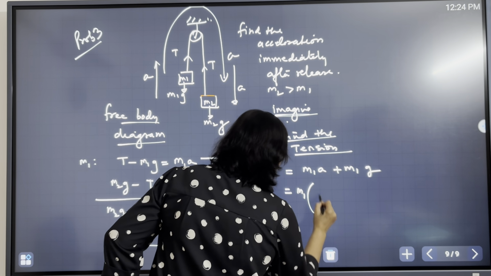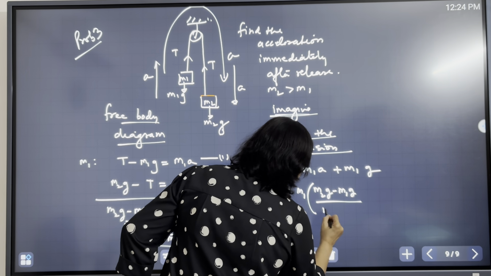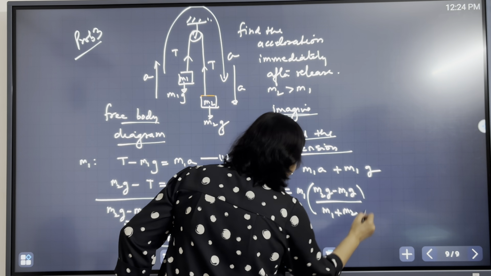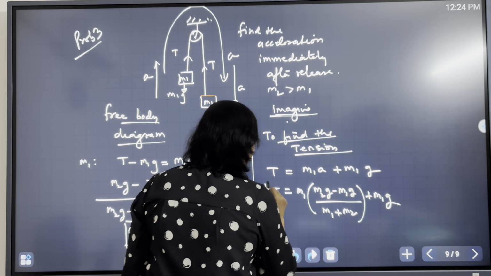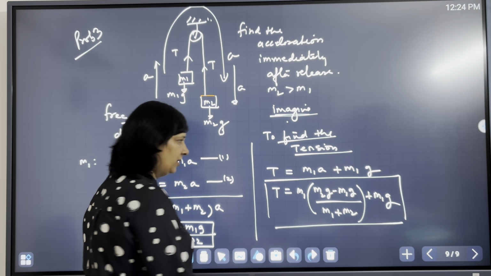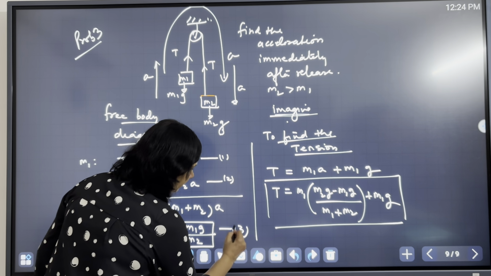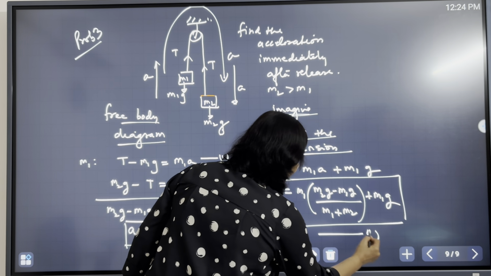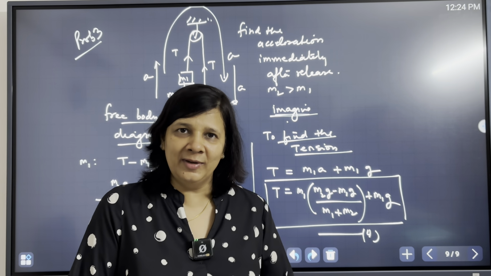M1 times M2G minus M1G divided by M1 plus M2, plus M1G. This is the tension. You can just simplify this equation. Okay, equation number 3 and equation number 4. Okay, so this is how we can calculate all these problems with the ropes.